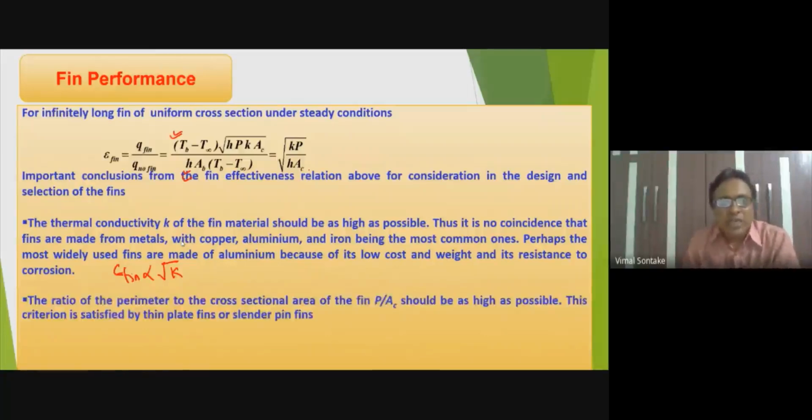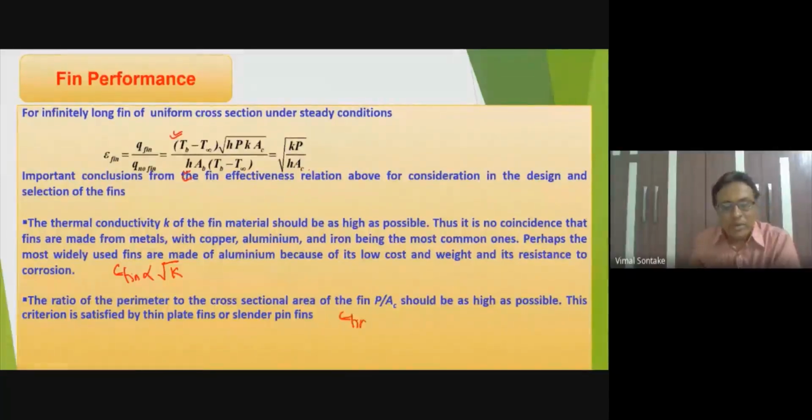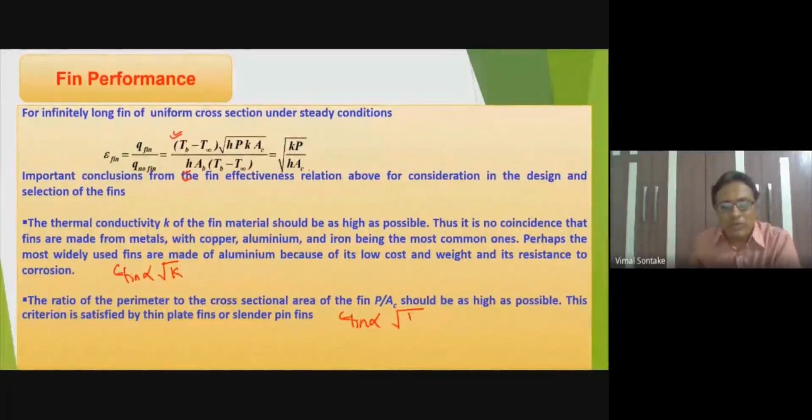Second conclusion I can draw: effectiveness of the fin is also directly proportional to the square root of P over Ac. That is, the more the ratio of P over Ac, the more the effectiveness of the fin. Now, what is its physical meaning? In order to have this ratio P by Ac more, the value of perimeter will be more and the area of cross section will be as minimum as possible.